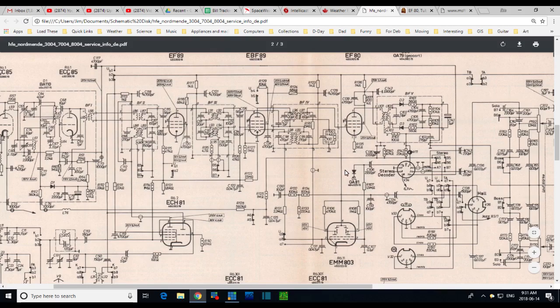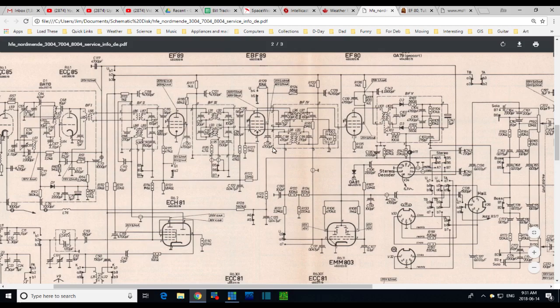This grid is fed from some kind of rectified signal coming out of the FM detector. And we won't worry about this side. We won't worry about this eye at all right now. Really what we're interested in is what is coming out of here. What's going this way and what's going that way.